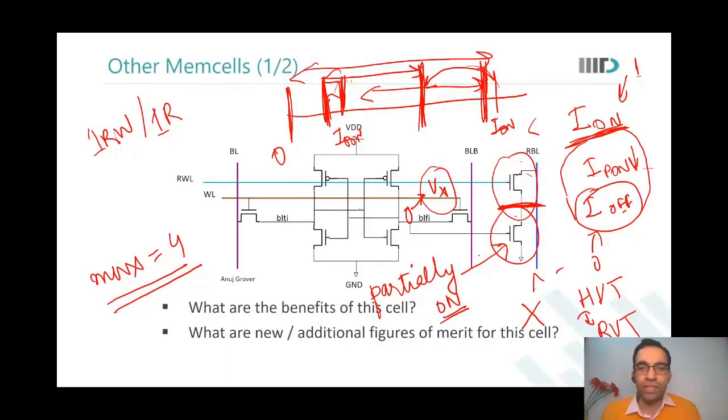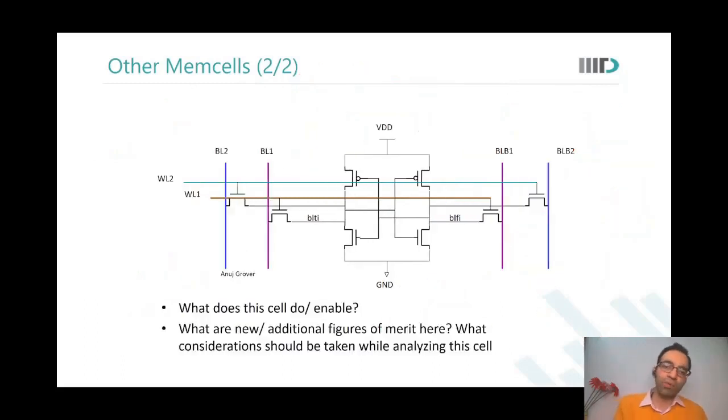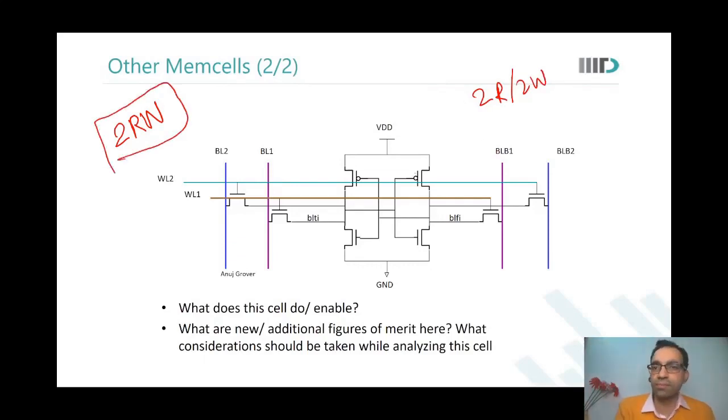So we design the cells very carefully. What is happening here? What is this? Two read and two write. Both the ports can do read write. So there would be a different cell which would be two read and two write. This is a two read write cell. Okay, both ports can do read write operation.